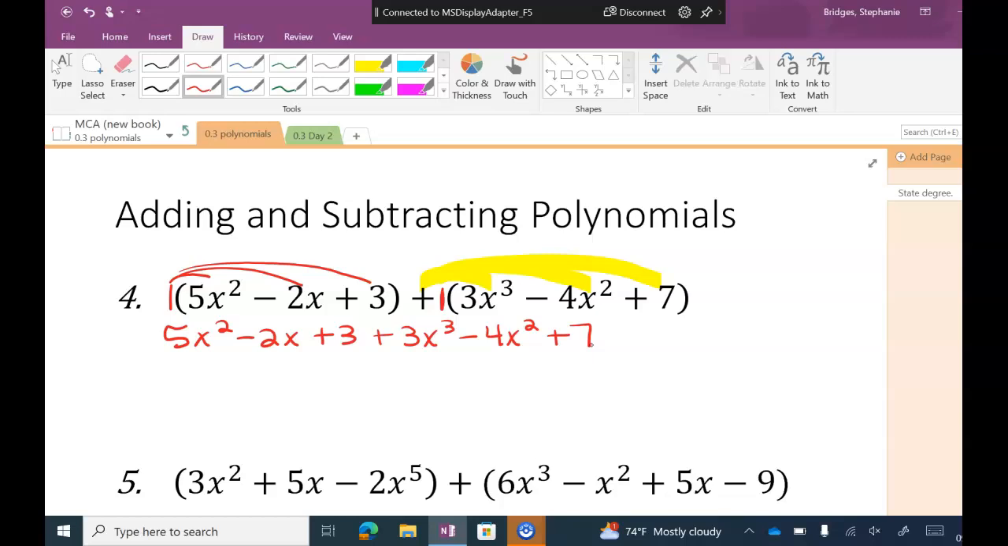Then what we want to do is exactly what we were doing before. Write it in standard form. Combine any like terms that we may have. So pick your highest degree term. Write that one first. Go in descending order from there.